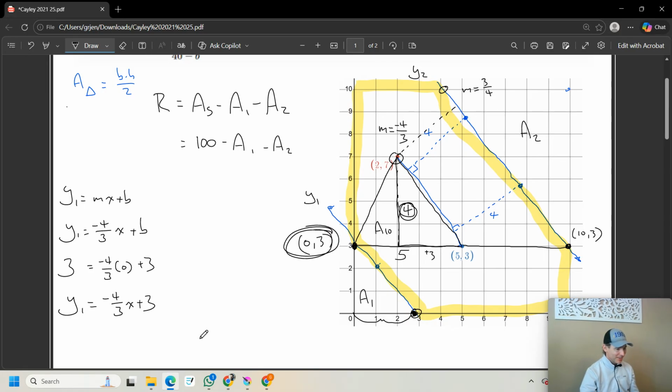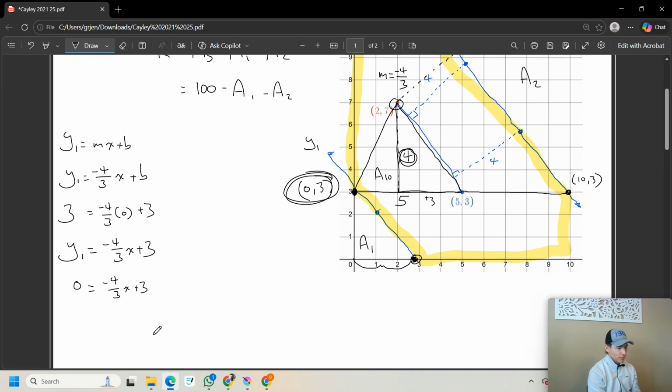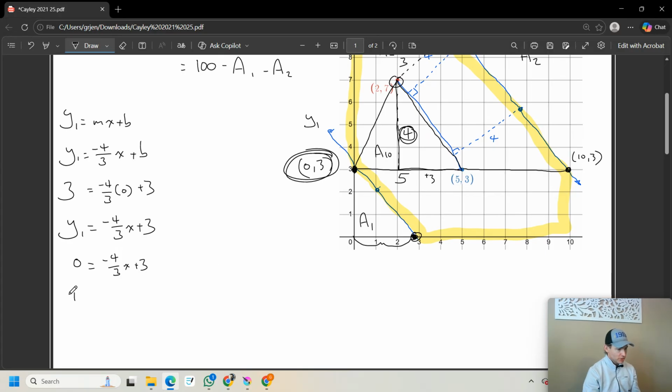So let's go. Okay, we're going to set y1 equal to 0, equal to -4/3 of x plus 3. Swing that 4/3 x over to the other side of the equation. You get 4/3 x equals 3. And then multiply both sides by 3/4, and you get x is equal to 9/4. Okay, just multiply here by 3/4, multiply here by 3/4, and the 4's cancel, and the 3's cancel, and x is equal to 9/4.